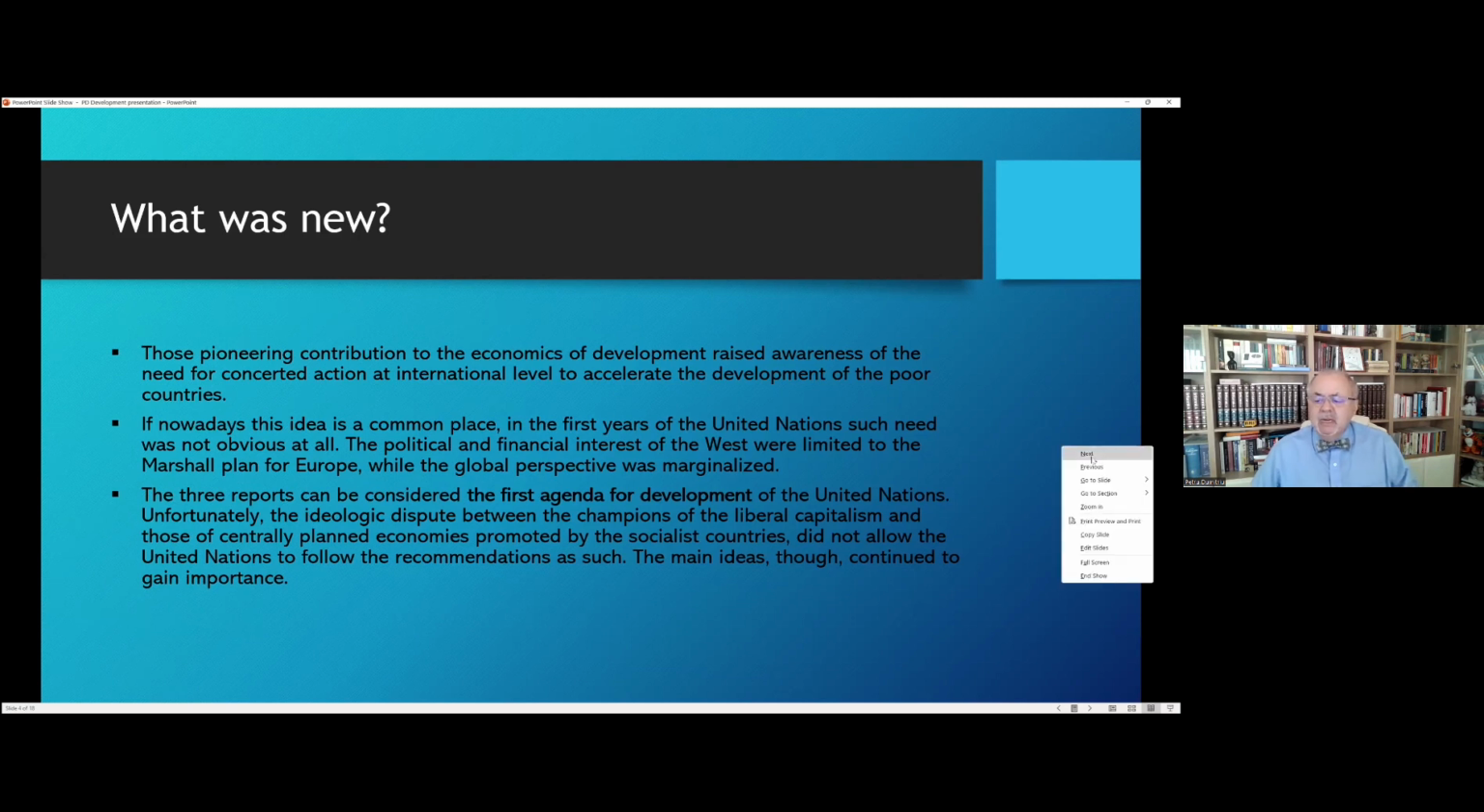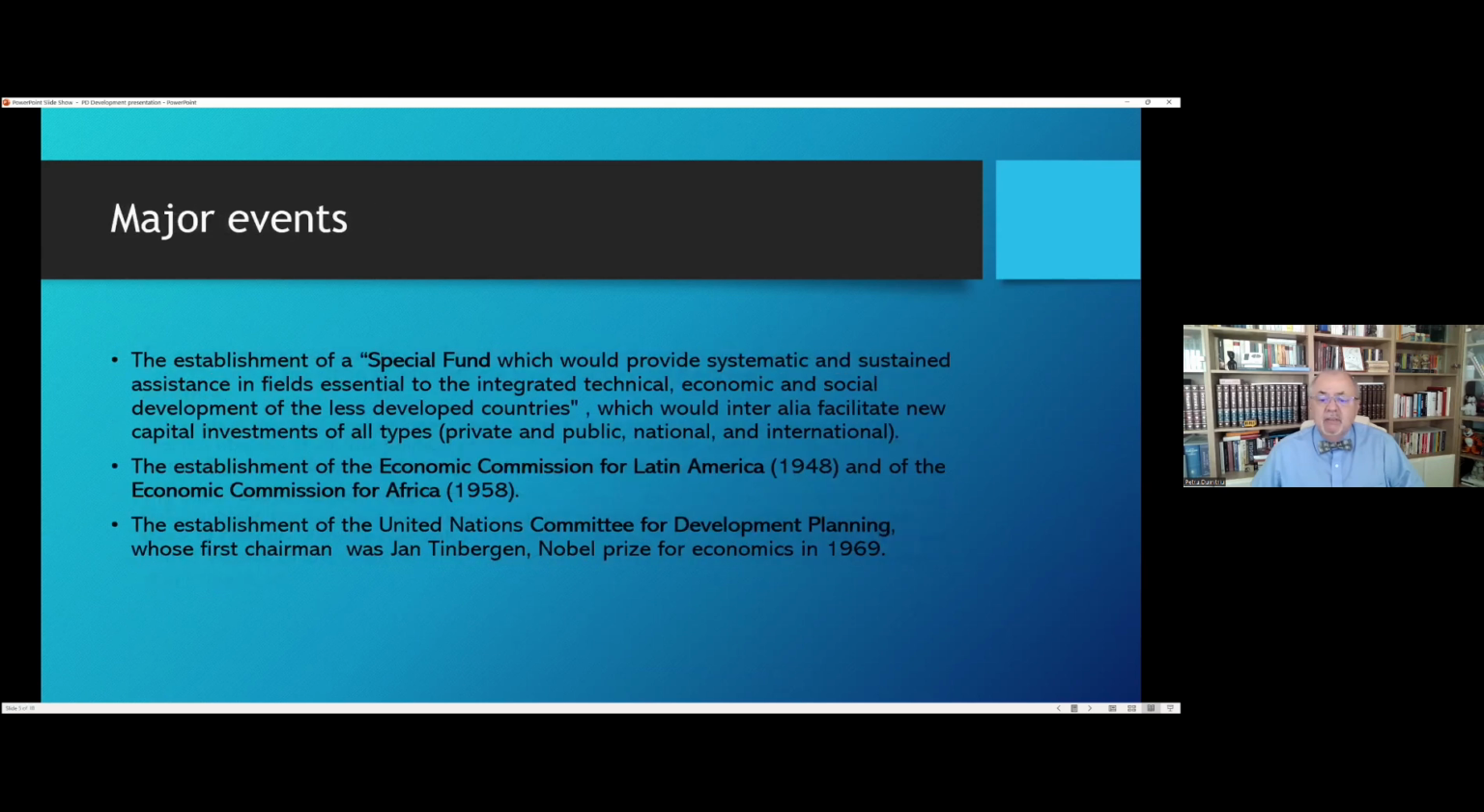So we may consider these three reports, which I mentioned, and I didn't take time to read and tell you more about them because it's time consuming, the first development agenda of the United Nations, which had many consequences. But one of them is the establishment of a special fund, which would provide assistance in the fields essential to the development of the less developed countries. You might not see the importance, but the regular budget of the United Nations did not contain any resource devoted to such economic assistance to developing countries. So the establishment of this special fund as a result of the three studies is a very important event.